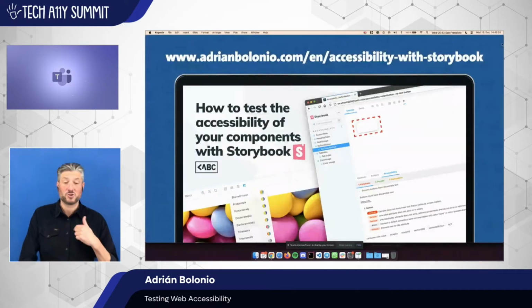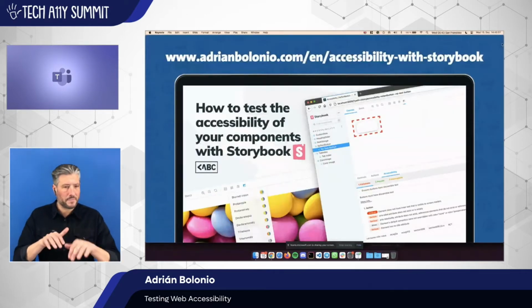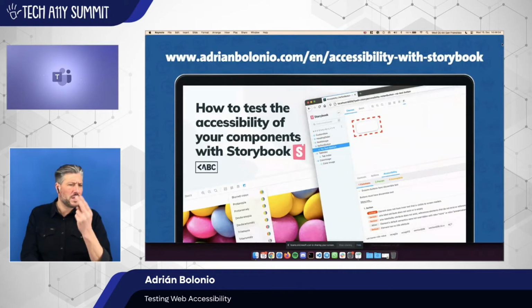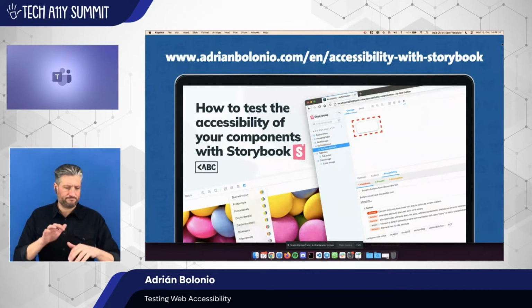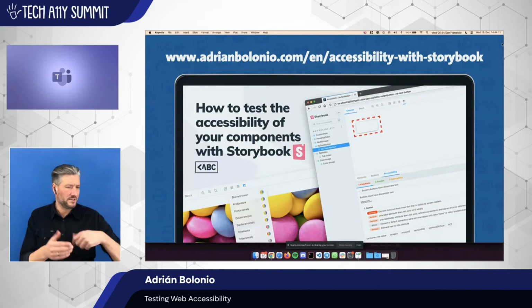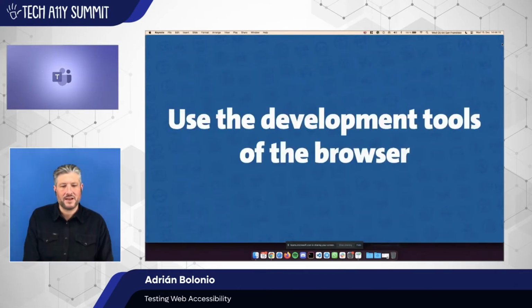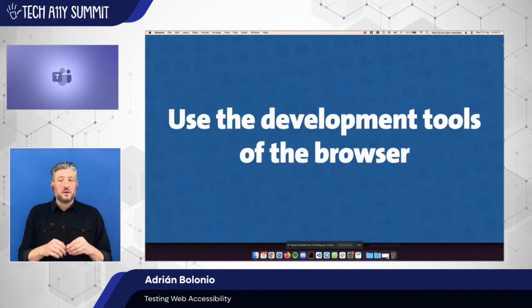If you are developing a design system or individual components, atomic components, and you want to test them in an isolated environment, I think Storybook is a very good tool. I wrote about how to test the accessibility of your components using this tool, so you can read more about this in my blog. Next tip is to use the development tools of the browser you are testing your applications with.